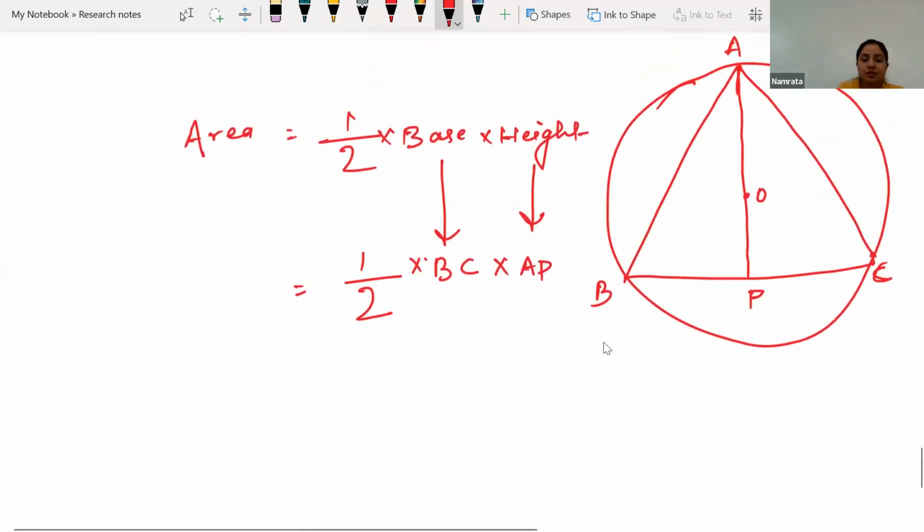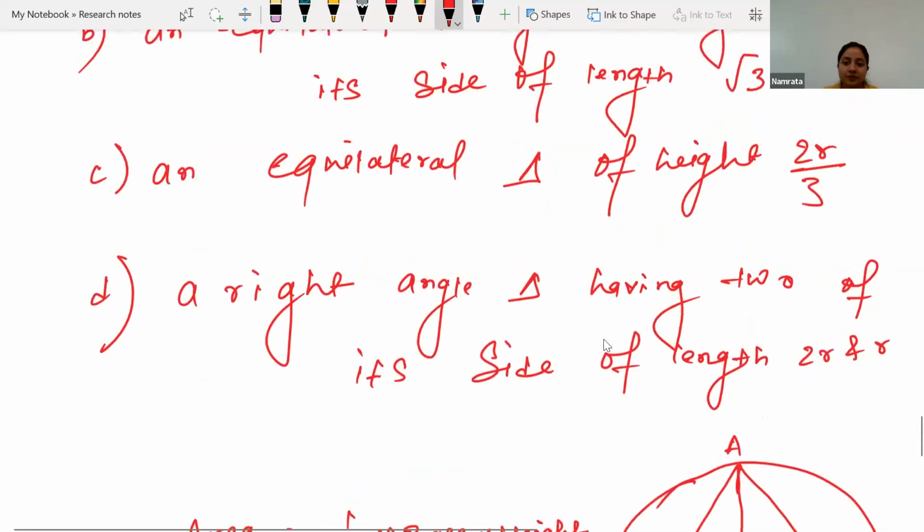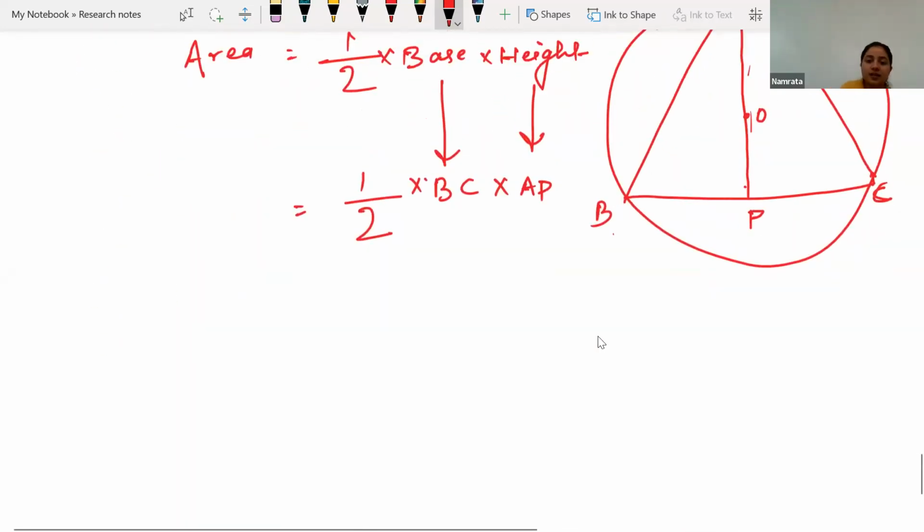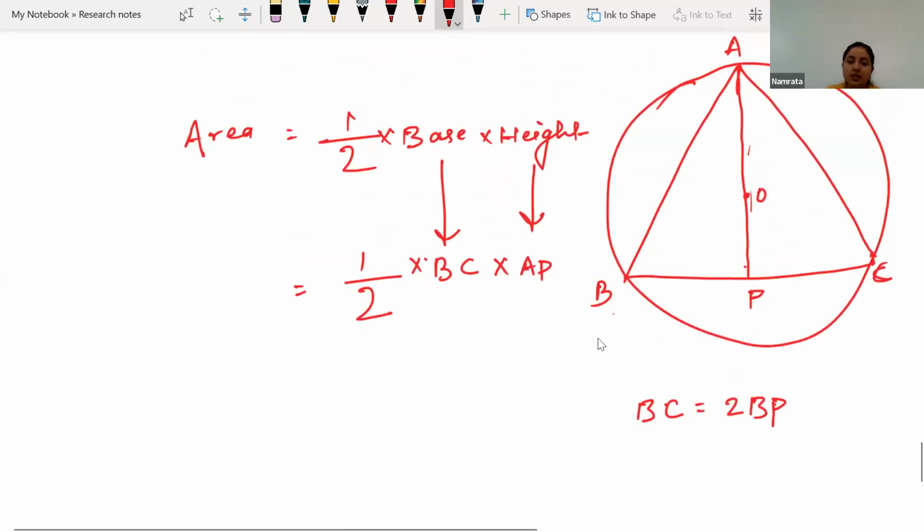So, first BC. Since we have dropped the perpendicular, this perpendicular will divide this side into two equal parts. This BP and PC will be the same. So we can say that BC is equal to 2BP. And one more thing we can consider here. Let's see, we are doing one construction over here.